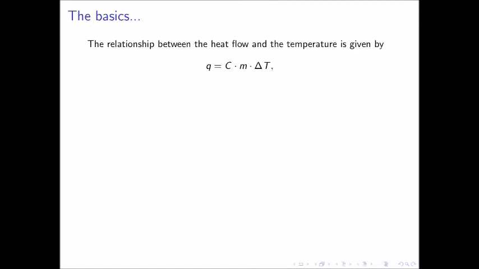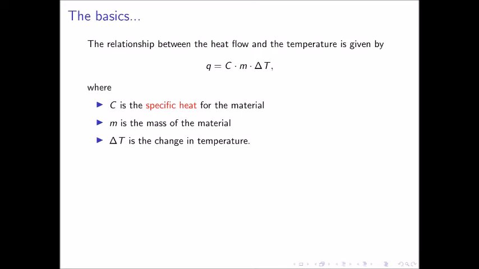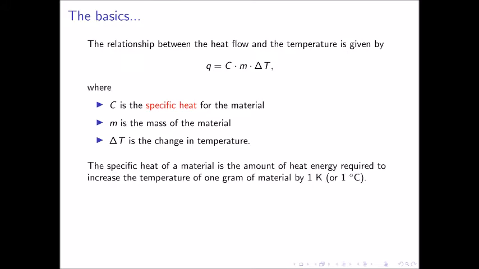The relationship between the heat flow and the temperature is given by the equation Q is equal to C times M times delta T. In this equation, C is a value known as the specific heat for the material, M is the mass of the material, and delta T is the measured change in temperature. The specific heat of a material is the amount of heat energy required to increase the temperature of 1 gram of the material by 1 Kelvin, or equivalently 1 degree Celsius.